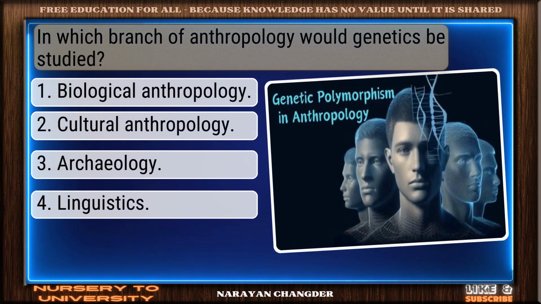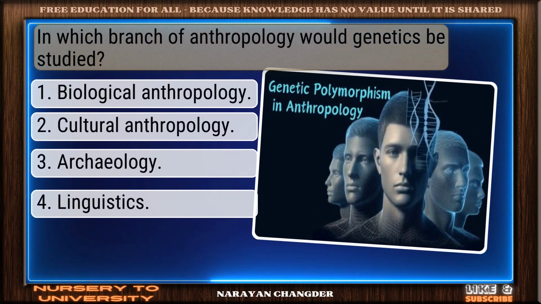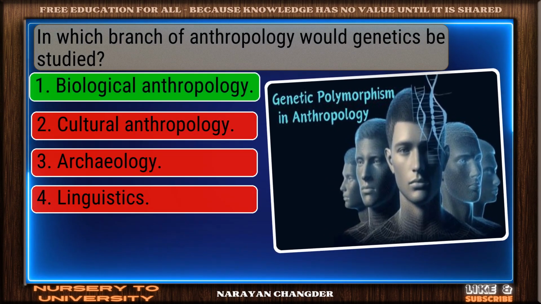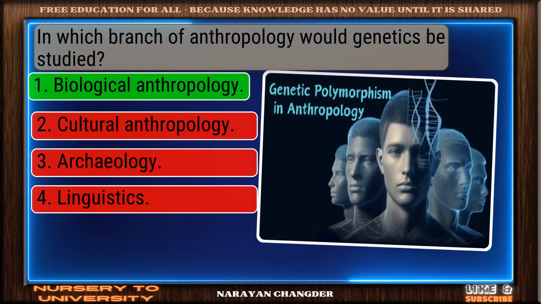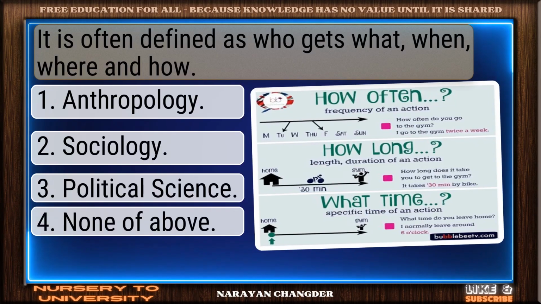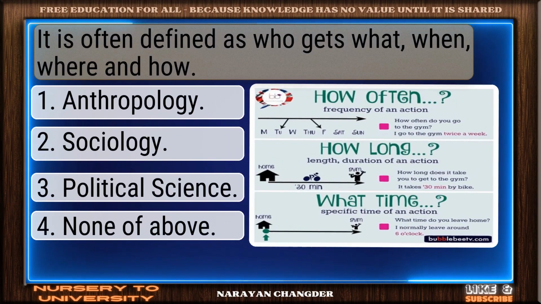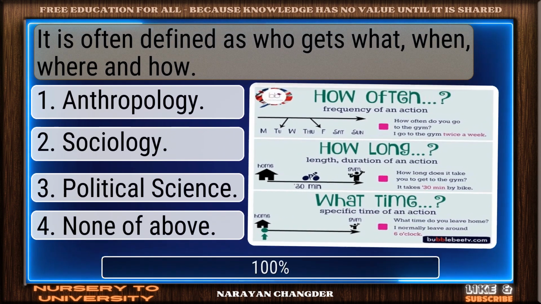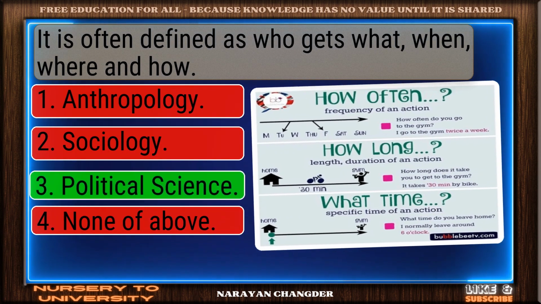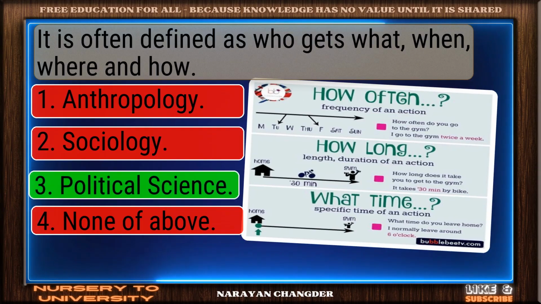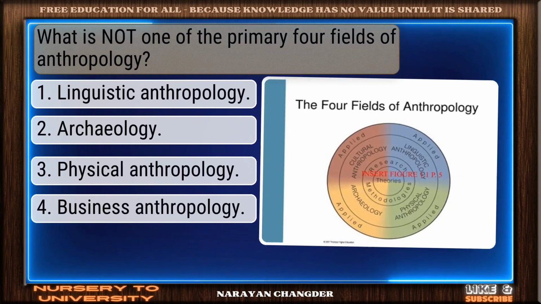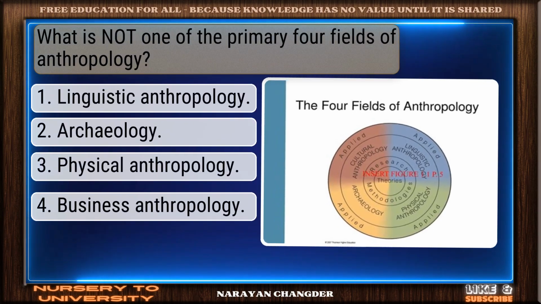In which branch of anthropology would genetics be studied? Well reasoned. Biological anthropology is the correct choice. It is often defined as who gets what, when, where, and how. Great thinking. Political science is the right choice. What is not one of the primary 4 fields of anthropology?